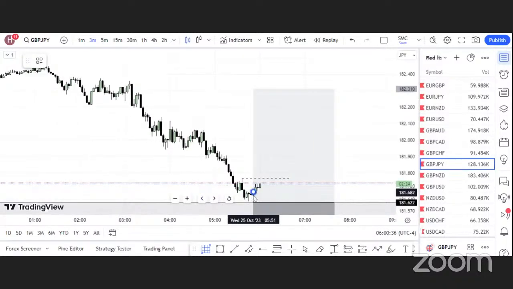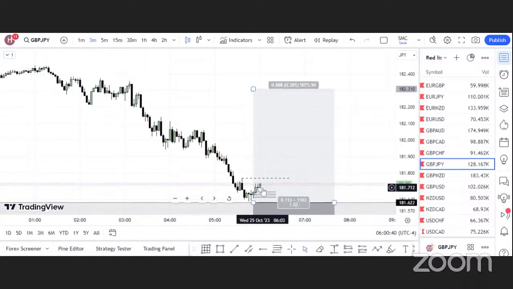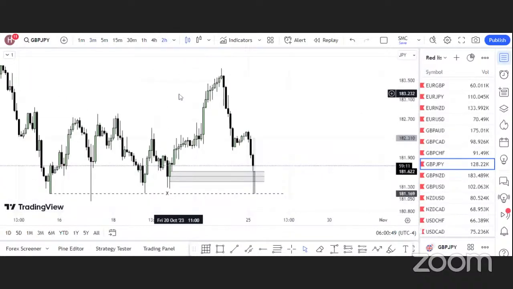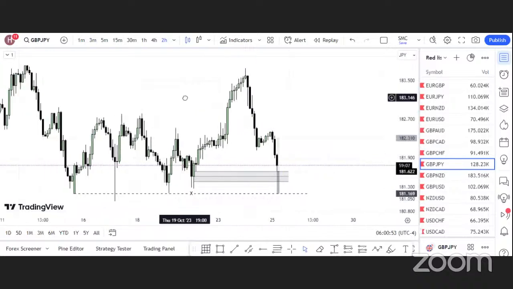So we have this area of demand right now. That is if the market gets taken out. Okay, if this market goes above here and comes back into this area, you can buy. That is the confirmation for this market making a move from this area.